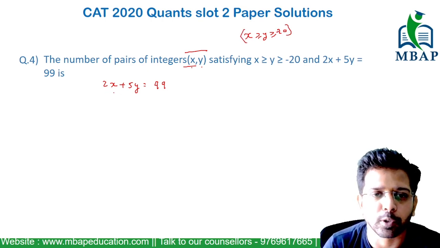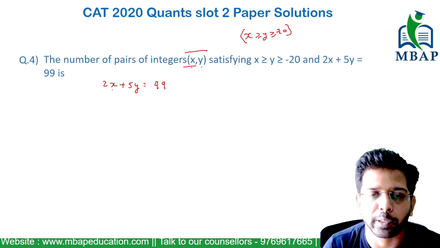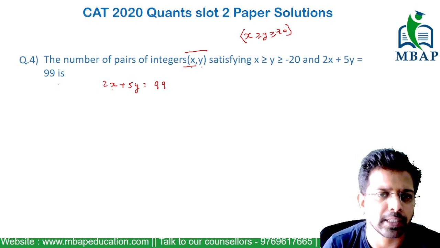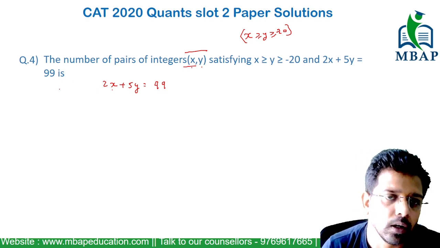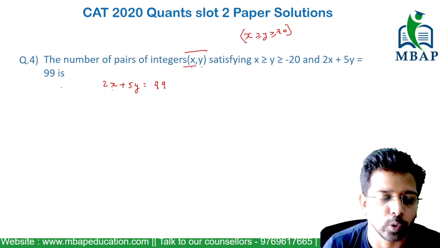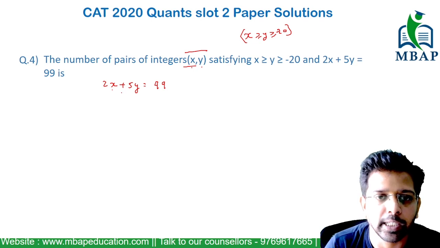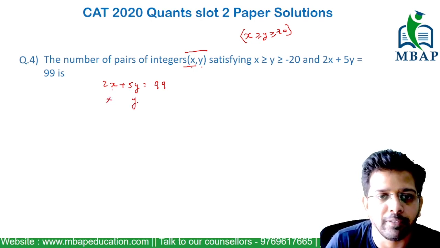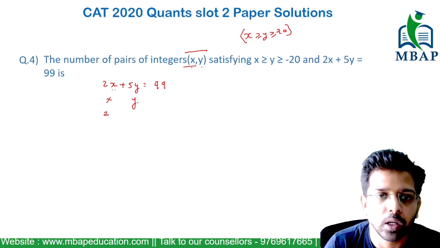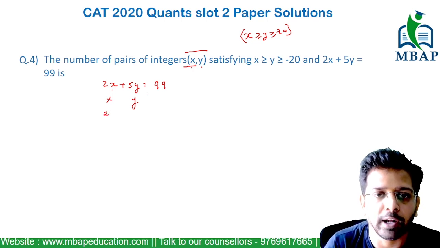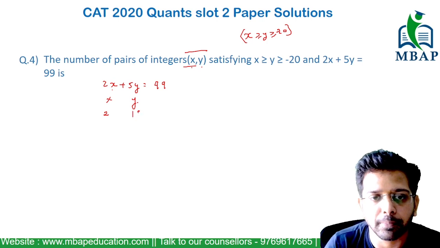Let's find out the first positive number on which 2x plus 5y will be equal to 99. How do you solve? You basically start putting the values of x as 1, 2, 3, and so forth. Now, on putting x as 1, obviously y will not be an integer. The first value of x on which y will be an integer is 2. When x is 2, 5y will become 95 and y will become 19.